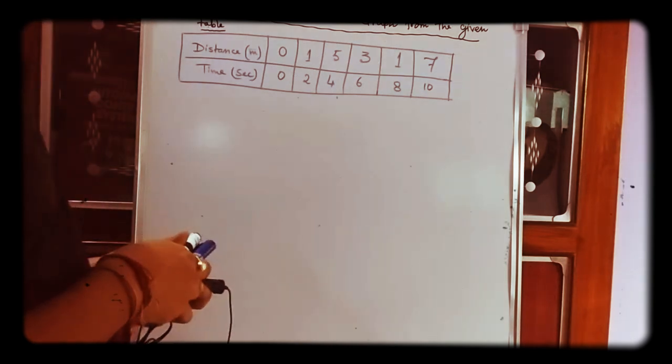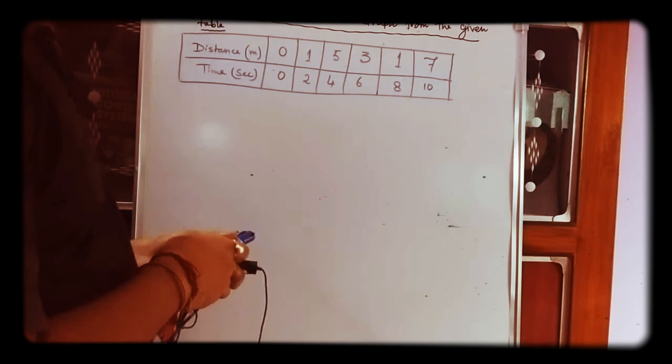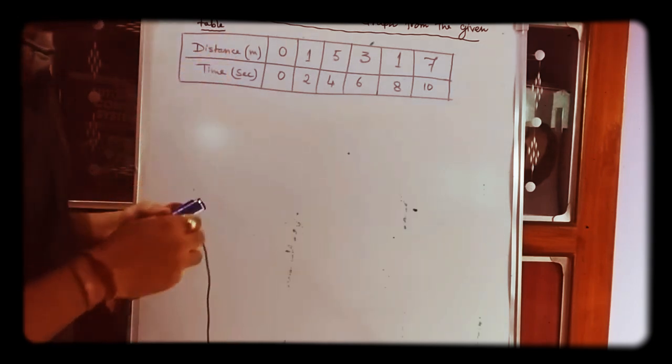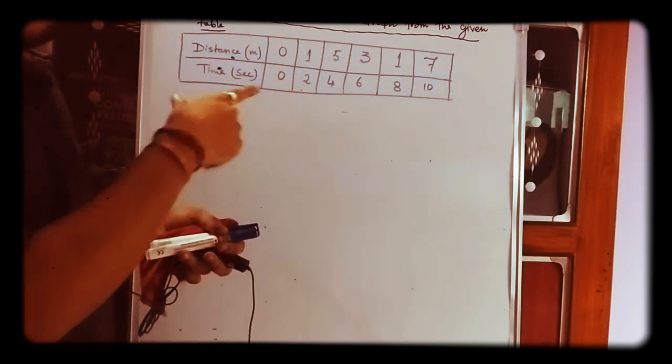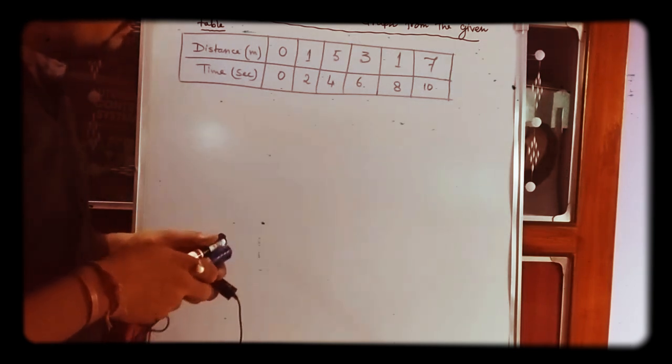Today I will explain about distance versus time graph. I already explained it in the previous video. Just see, I have given an example question: plot the distance versus time graph from the given table. The table is given here. Now see how to draw a graph from a given table.